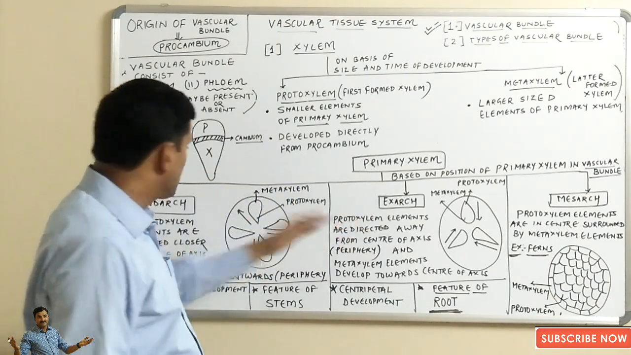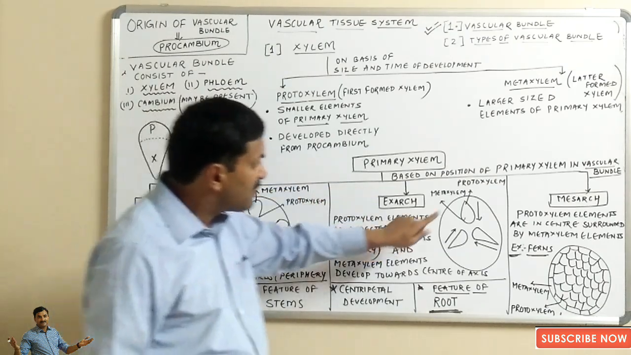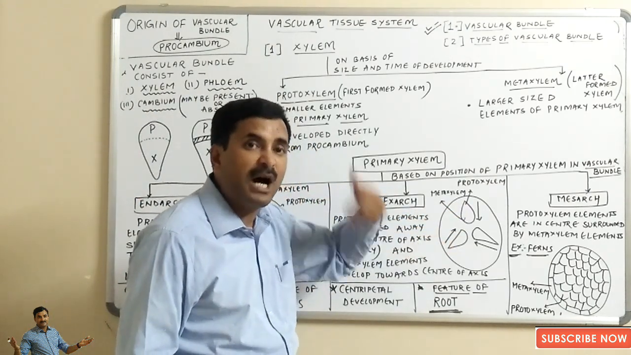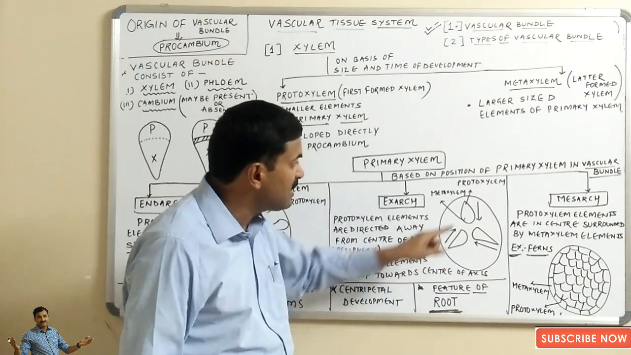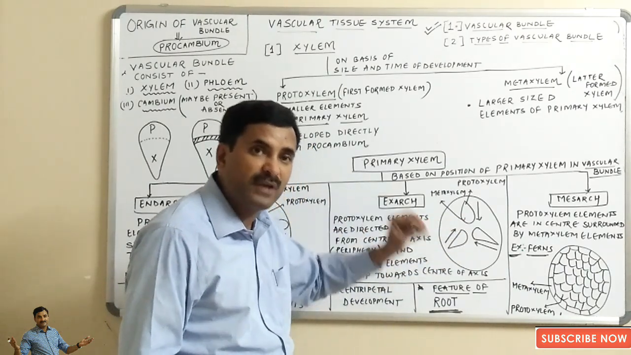Now just the reverse condition of the endarch is the exarch condition. Here you can see that the protoxylem components are facing outwards, that is towards the periphery, while the metaxylem components are facing towards the center of the axis.